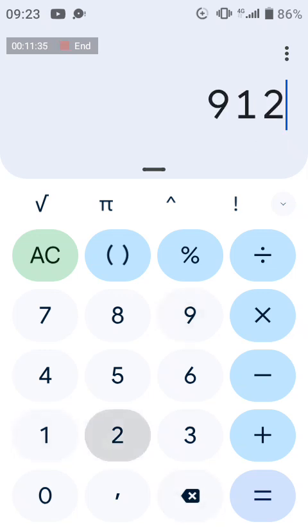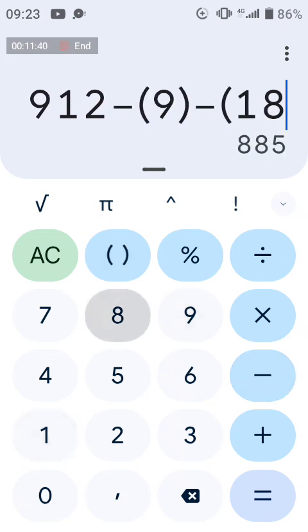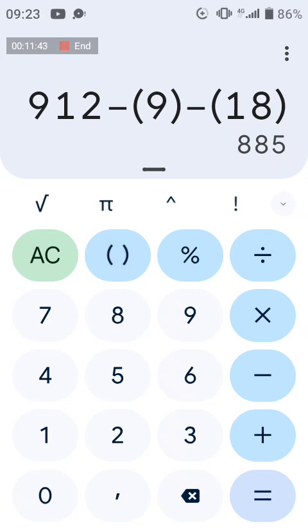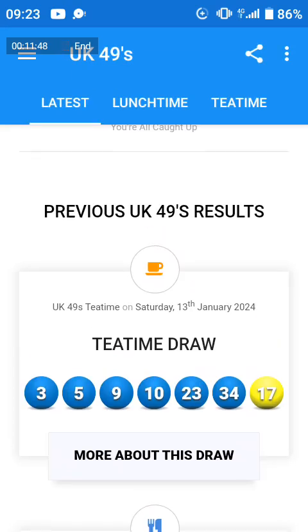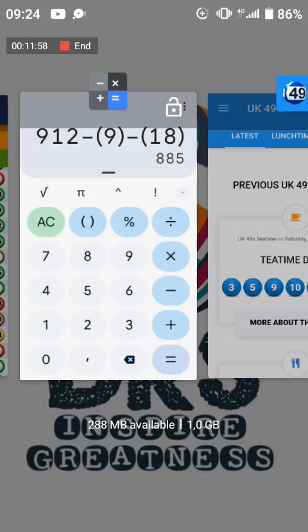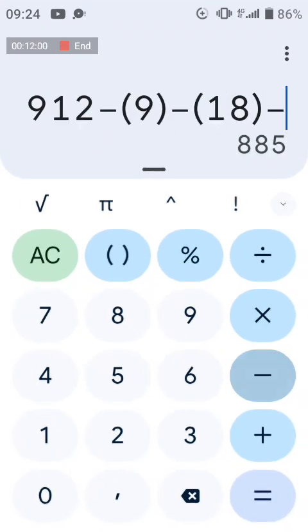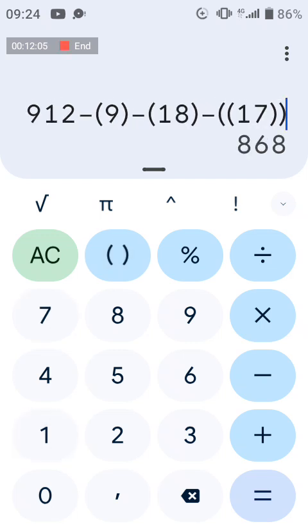From 9, 1, 2, we've calculated 9 and also we've calculated 18. Let us go and check which numbers played instead of 9 and 18. We see 9 is maintained. 9 played. You can bank on single numbers. We have 9, 18, but what played was 9 and a bonus ball of 17 on tea time.